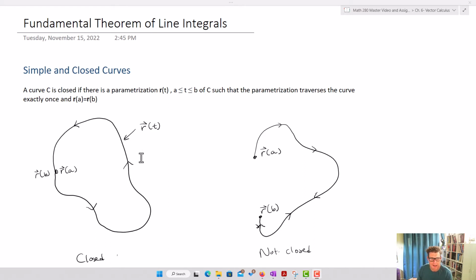Basically, this here is a closed curve, assuming that we only go from a to b once, and our beginning point is the same as our ending point. You can see this curve right here is not closed, because r(a) does not equal r(b). In addition, say we had a trigonometric function in which we went around the circle twice. That would also not be closed, because it would not traverse the curve exactly once; it would have traversed it twice.